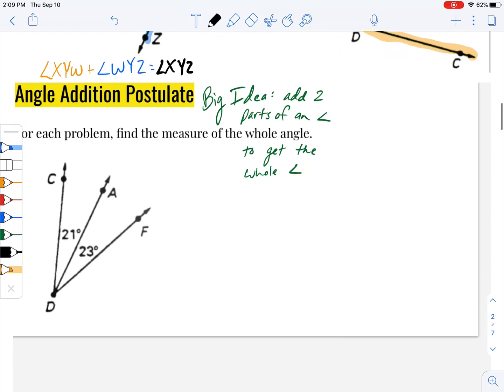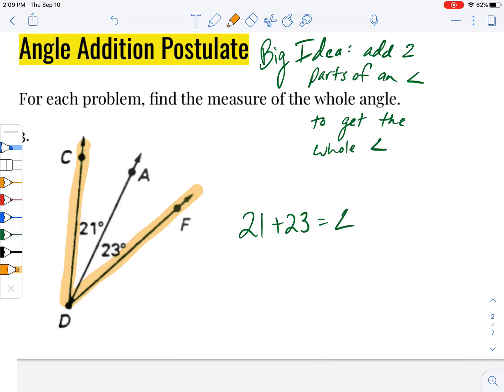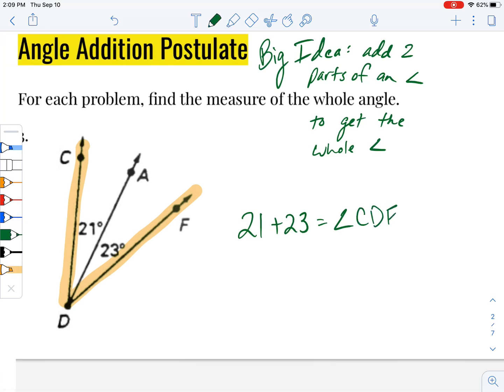So our big idea, again, we add the two smaller pieces to get the whole angle. So here I could take 21 plus 23 to get my whole angle. And that's going to be angle CDF. So that is 44 equals angle CDF.